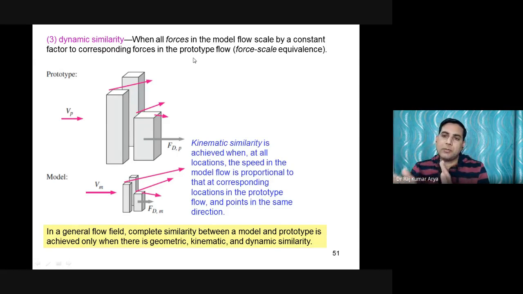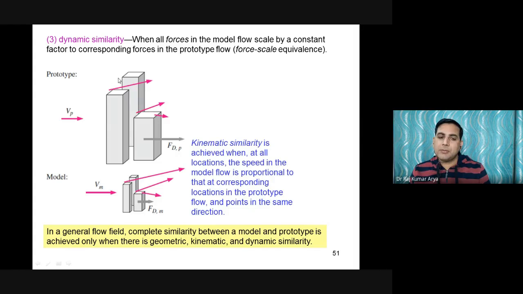Dynamics talks about forces, which must be scaled up by a constant factor to the prototype. It means whatever force you need for the model, the prototype should also need forces in some multiplication of that. So we will do all of them one by one. This is what you have.